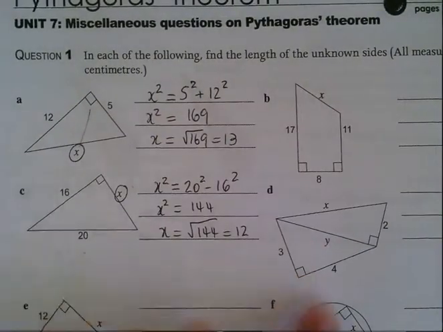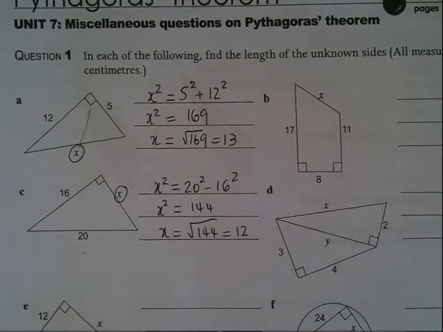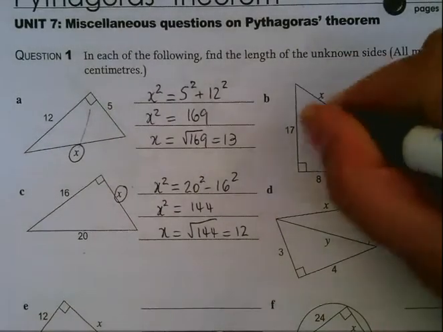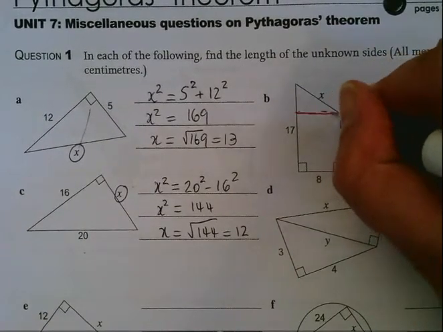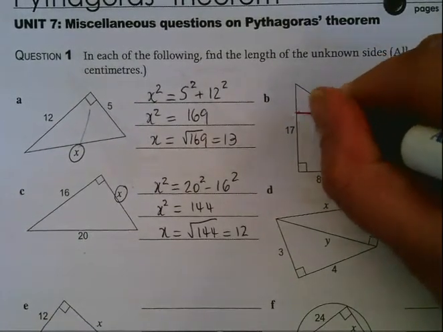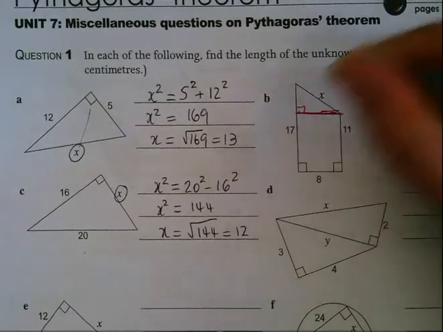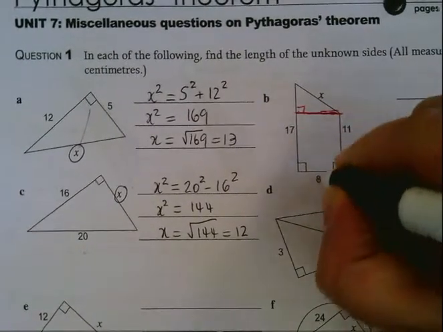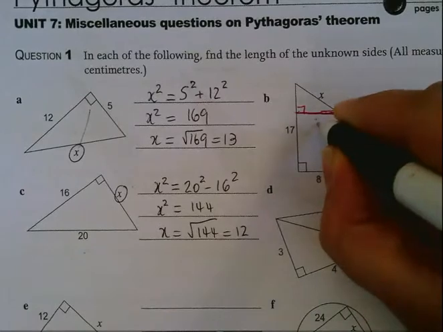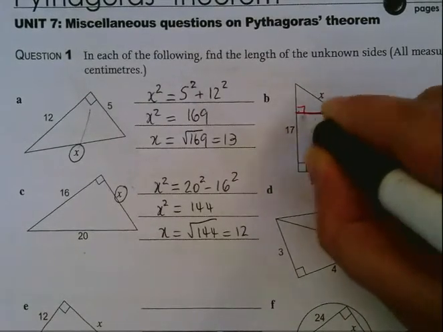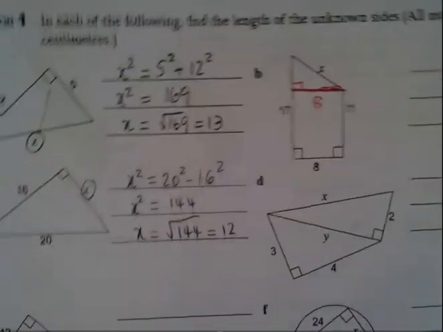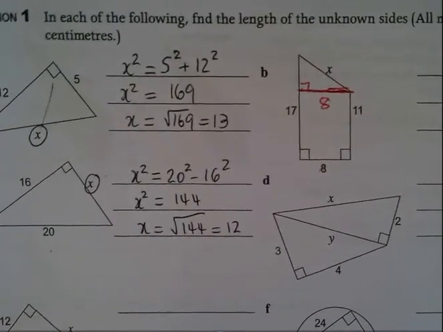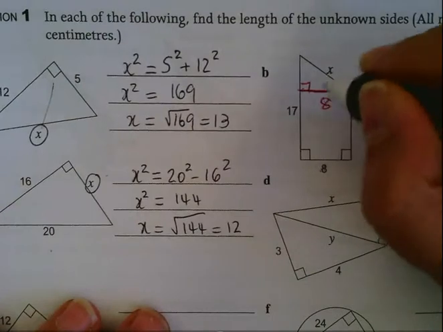I want to come across to these two. What should I do for the next one? Make a triangle. Very good. And what sort of angle would you have here? Very good. Do you know this length here? Careful. 11. That's 8. Very good. So you do 17 take away 8. Two right angles.